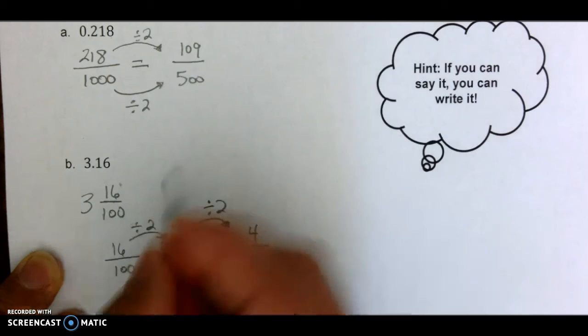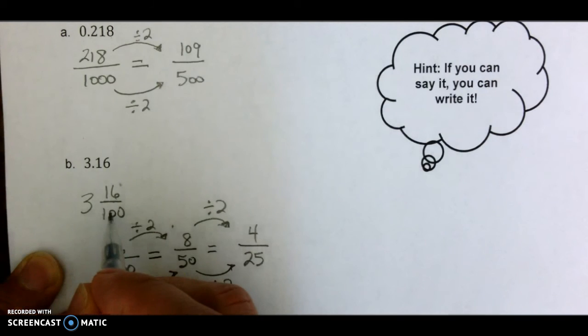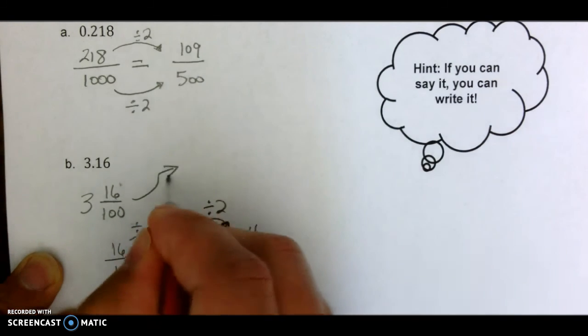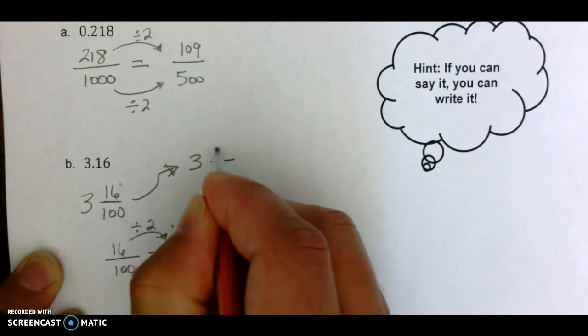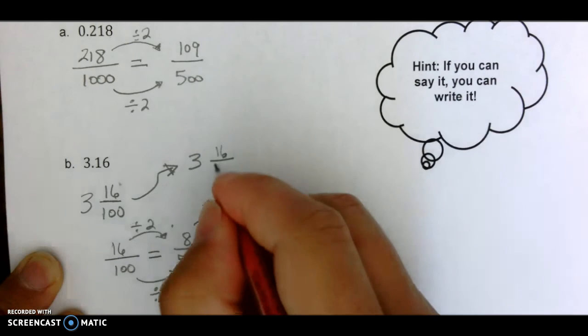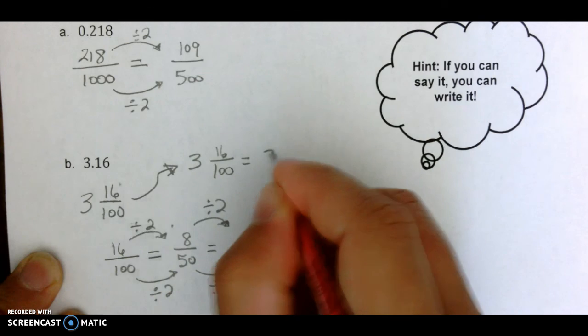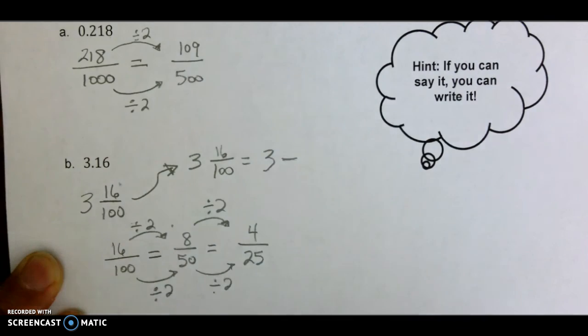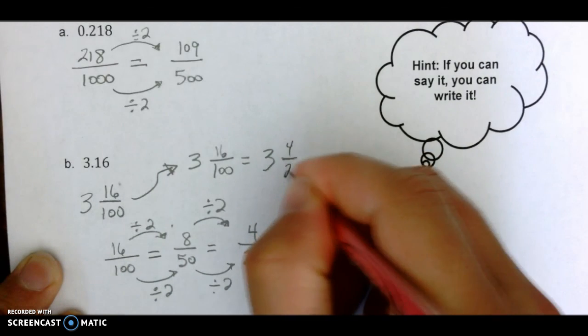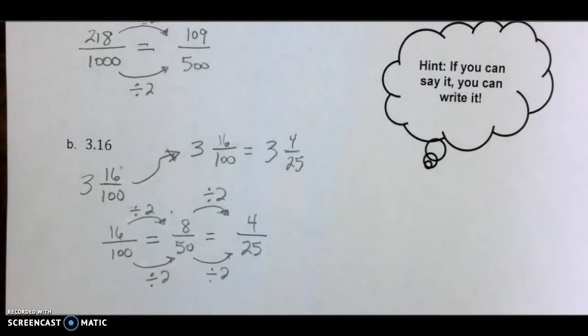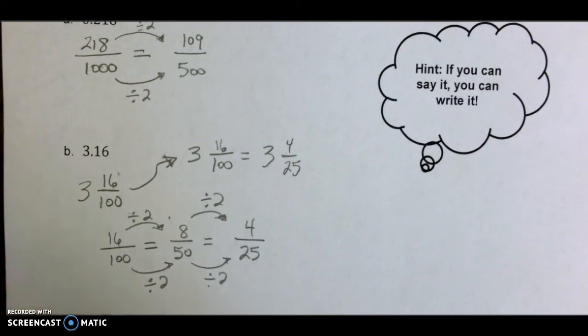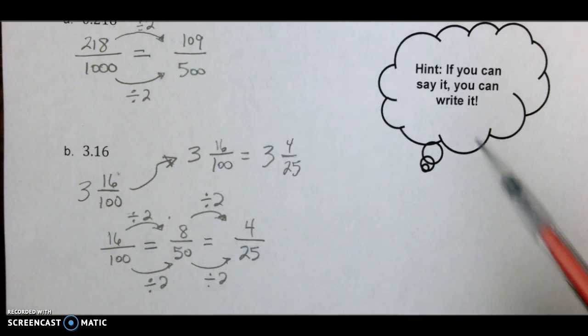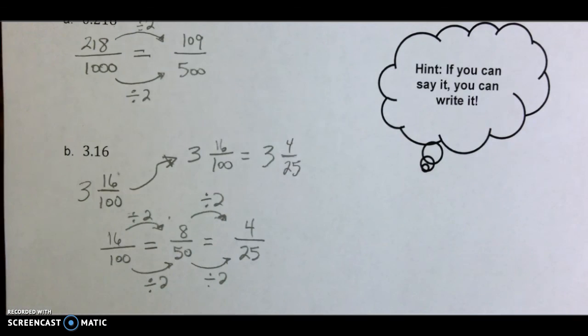And so if I have my 3 and 16 hundredths, I'll write it over here so I can see it a little clearer. 3 and 16 over 100, that's going to simplify down to 3 and 4 25ths. And so that's the key here when you change a decimal into a fraction. If you can say it, then you can write it, and then all you have to do is simplify.